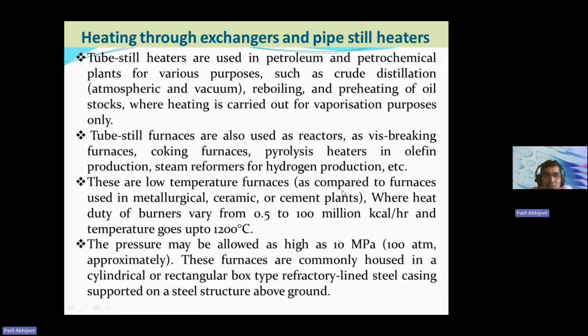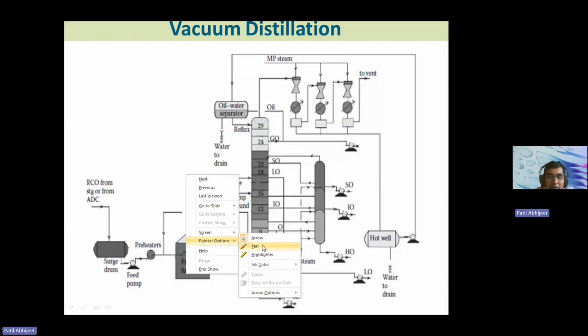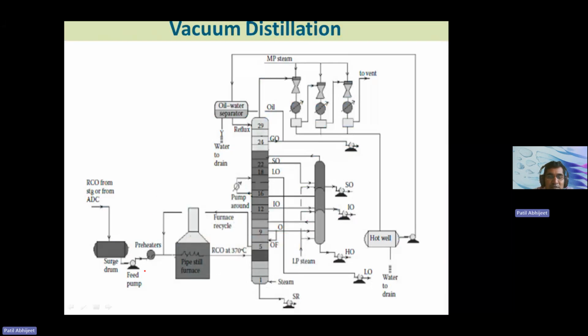Now let's go through the vacuum distillation. Here you can see the flow diagram for vacuum distillation. In vacuum distillation, the raw crude oil, or the product from the atmospheric distillation unit, is initially stored in the surge drum, and from the surge drum it is pumped through various kinds of preheaters.